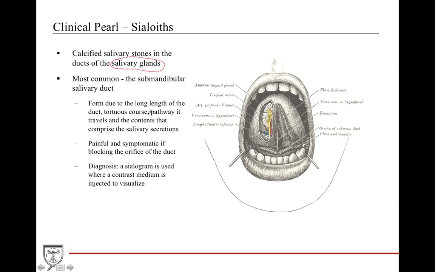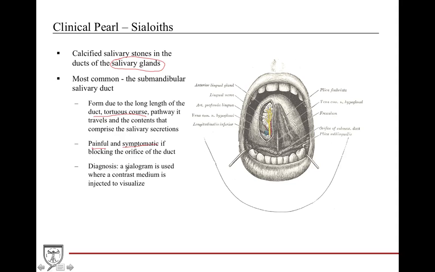And sometimes they occur because there are these long, tortuous ducts that go from the glands all the way to the oral cavity, so the salivary secretions can accumulate, build up, and then deposit stones. They can be painful and very symptomatic by blocking the orifice, or they can sometimes even be asymptomatic, and then you just notice a lump in the mouth.